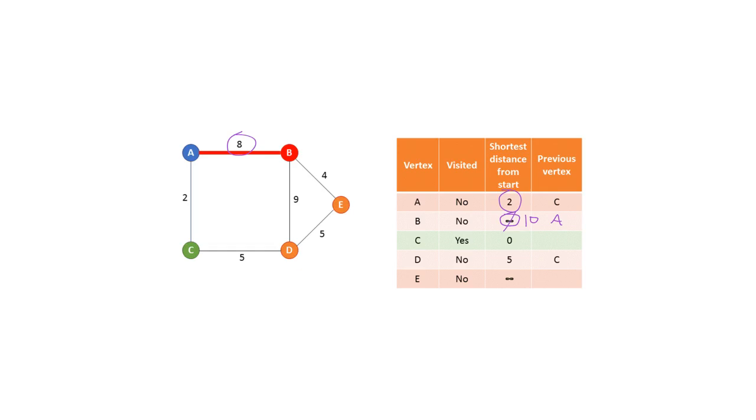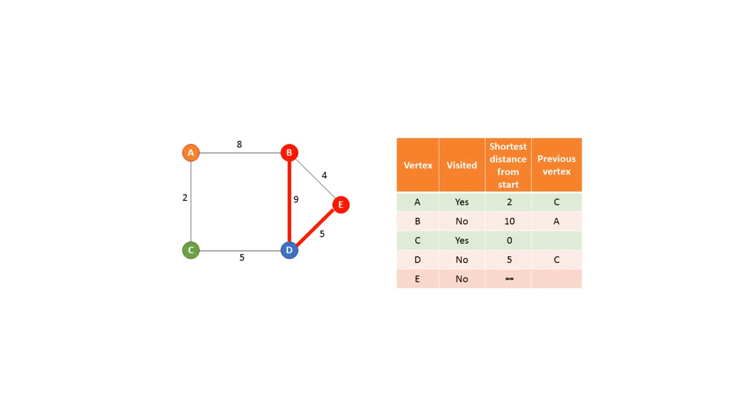We can now mark A as visited and we can have a look at the next node that has not been visited with the shortest distance from the start. So we're looking through our array and we discover that D is the next node that hasn't been visited with the shortest distance of 5. So that's the next node that we're going to consider.